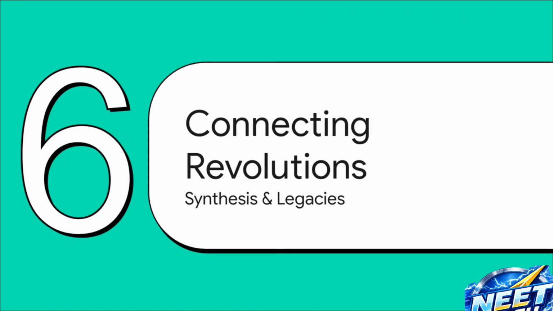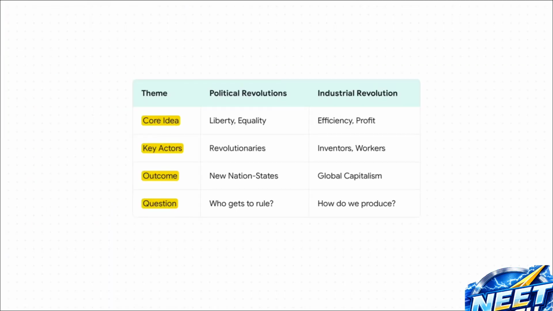Okay, let's bring it all home. This is the crucial synthesis part. We can't think of these revolutions as two separate stories running side by side. We have to understand how they interacted, how they collided, and how together they forged the modern world. This chart is your best friend for studying this unit.